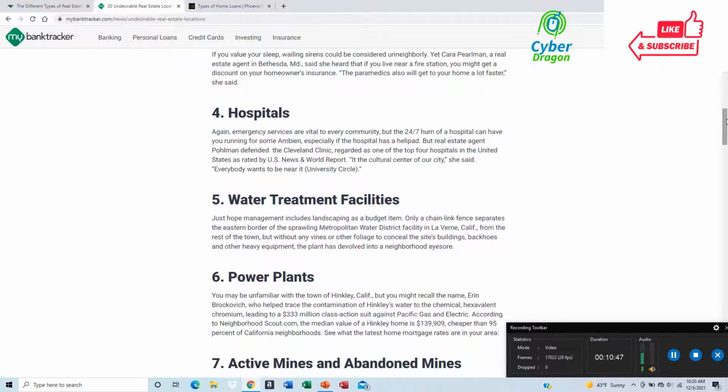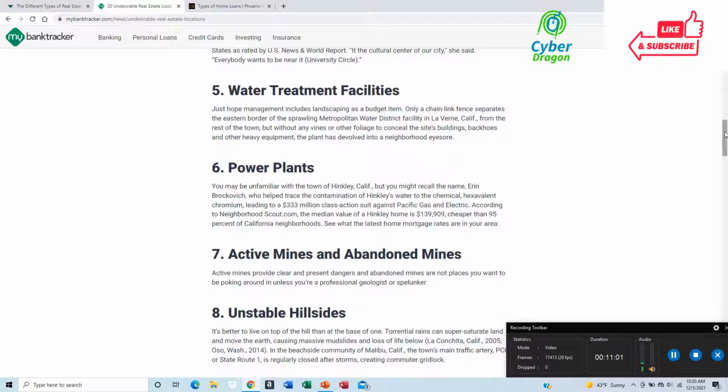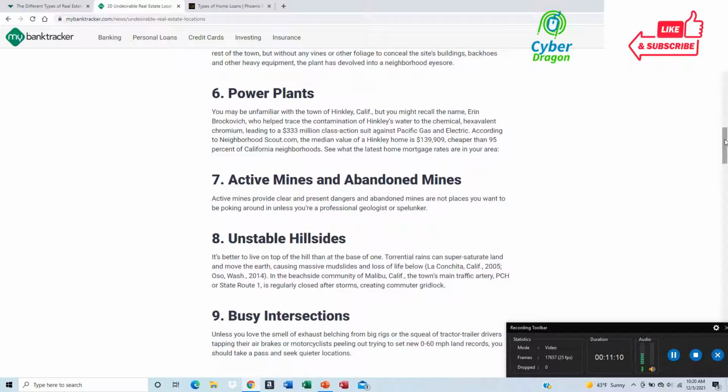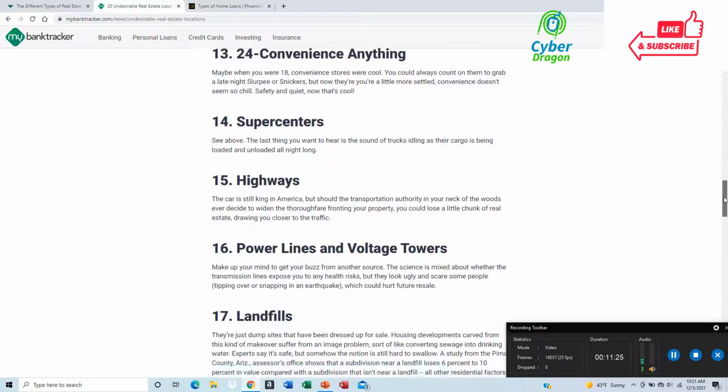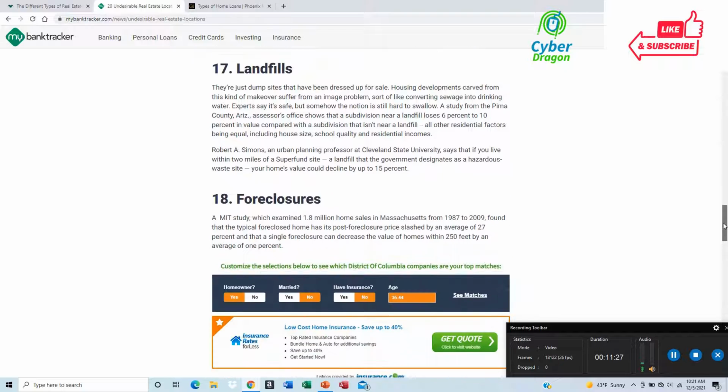You should avoid buying a house near a hospital because it's in the middle of the city. Alright, water treatment facilities and power plants, because of the equipment and the toxins around them. If you buy near there, you'll have chemicals in the water, gas, electricity, smoke in the air, which is bad for your health and your family's health. Bus stop areas, gas stations, convenience stores, supercenters, landfills, power lines.